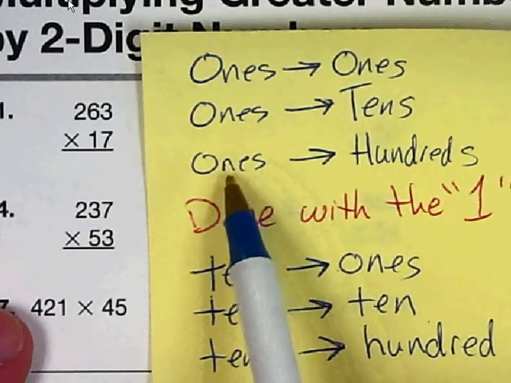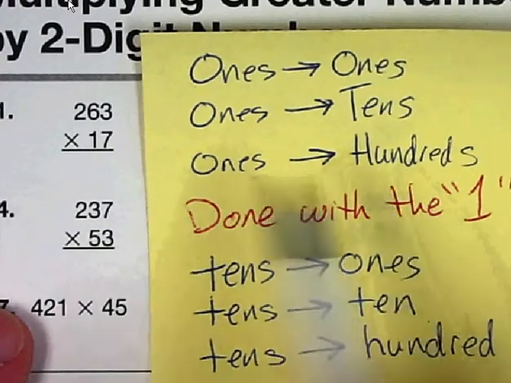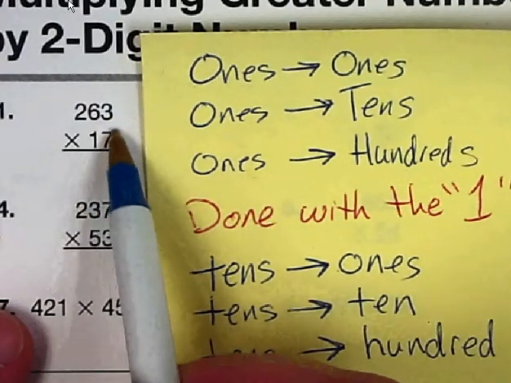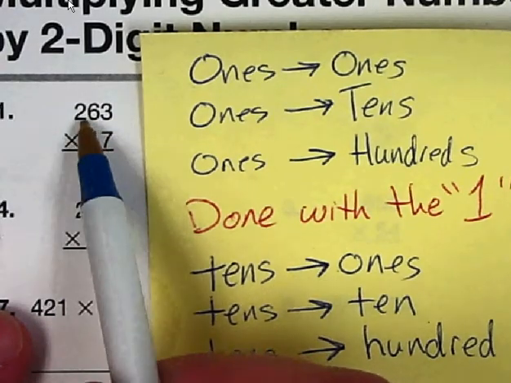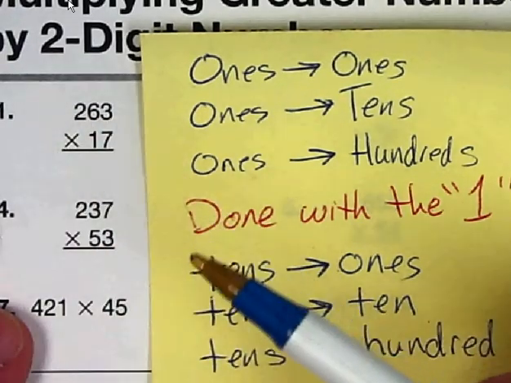Now we're also going to go the ones place to the hundreds place. So when we're starting out with our ones, we'll go ones to ones, ones to tens, but now we're going ones to hundreds. So let's go ahead and go through those steps.